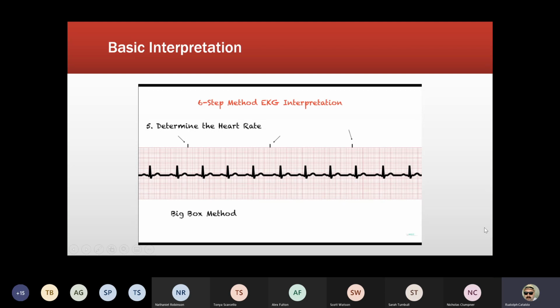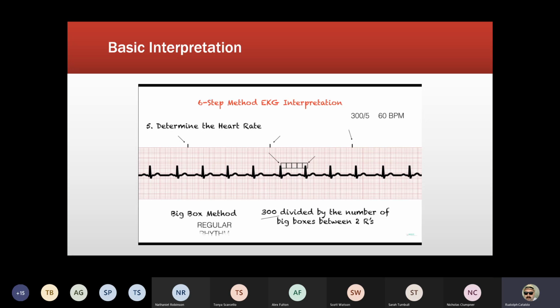And the way this works is that we divide 300 by the number of big boxes between 2 R's. Our magic number is 300. So for this strip, we are going to use these 2 R's right here. We have 1, 2, 3, 4, 5 big boxes in between R's. And so, using the formula, 300 divided by 5, we have 60 beats per minute.